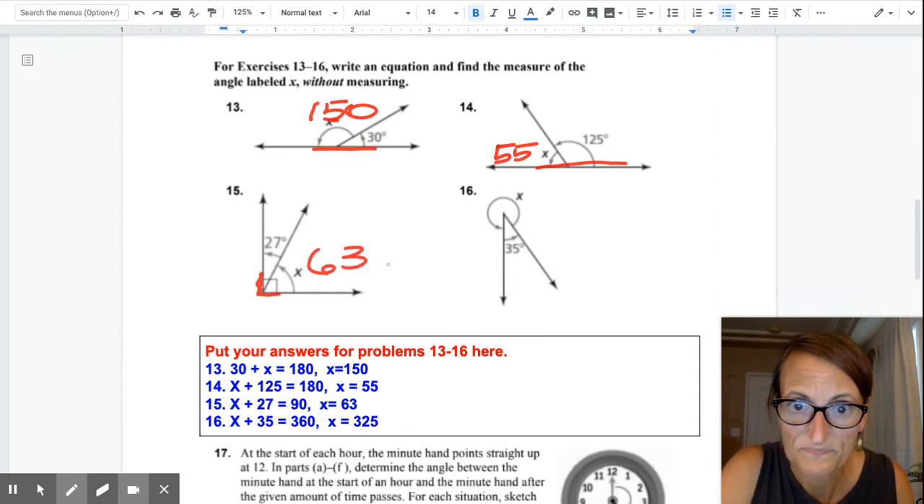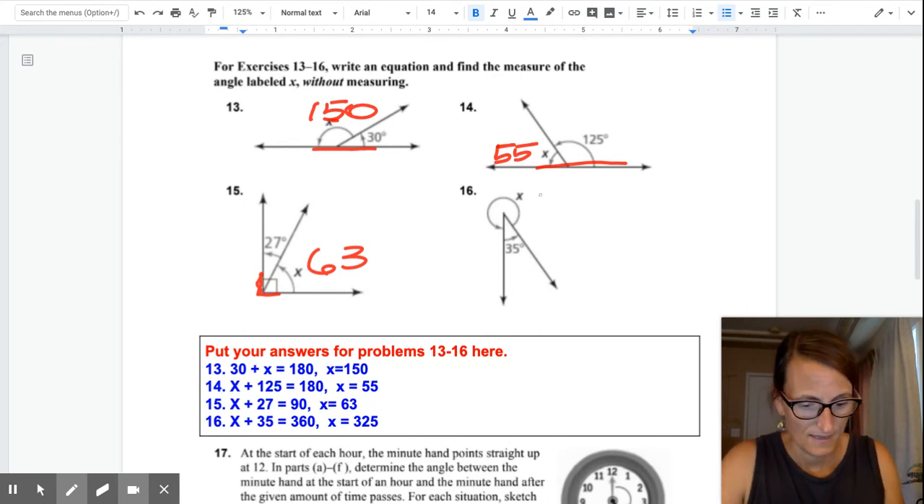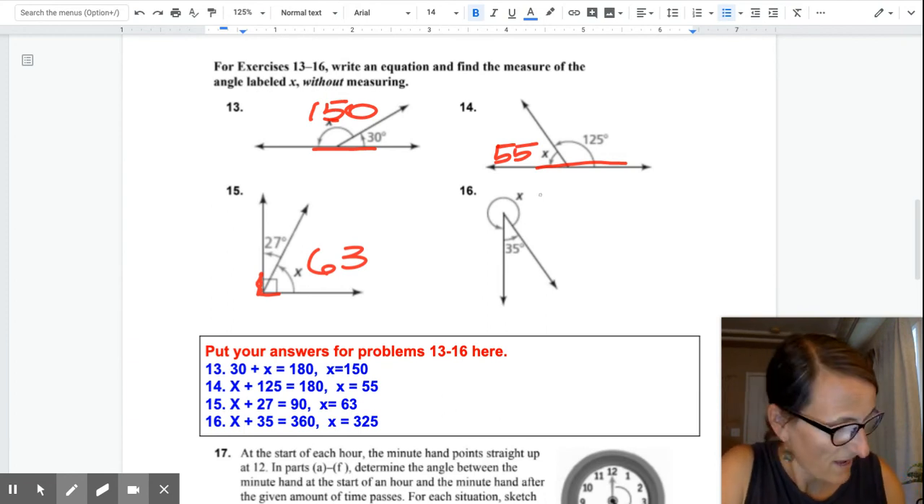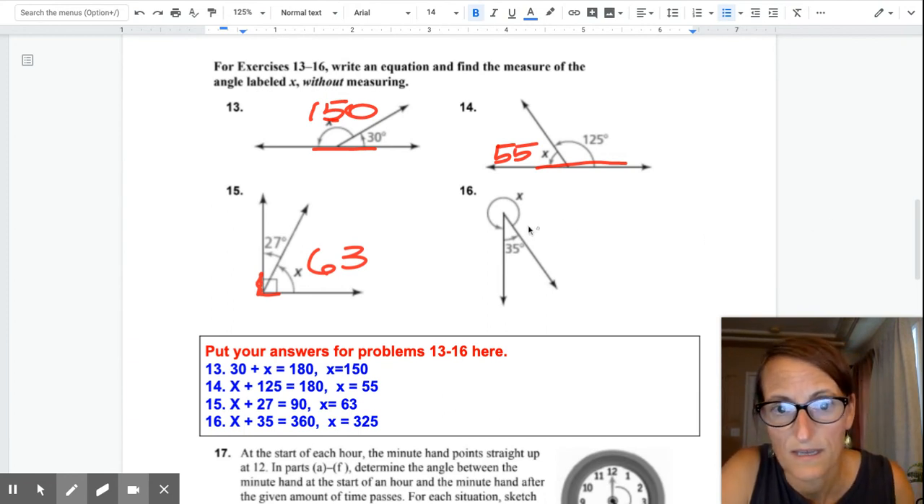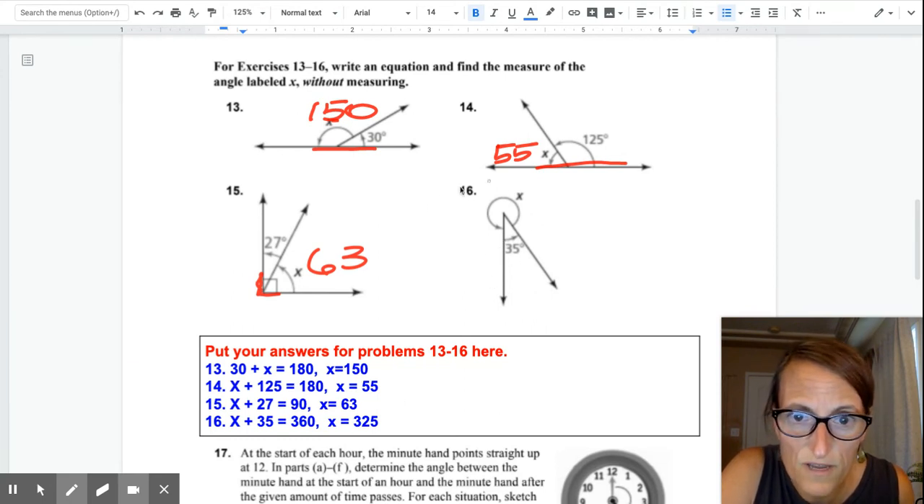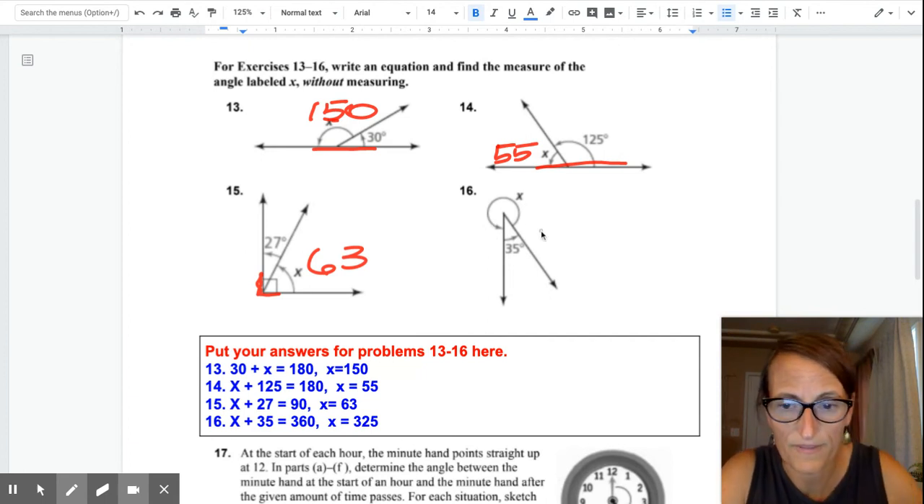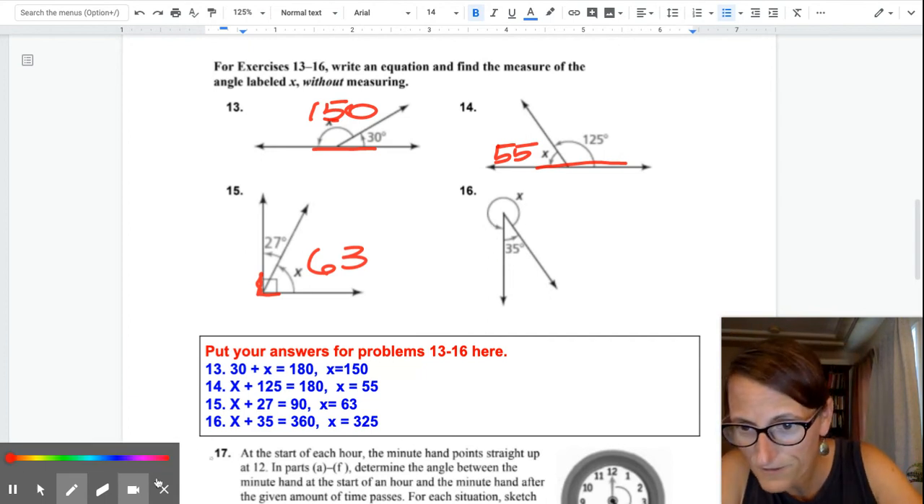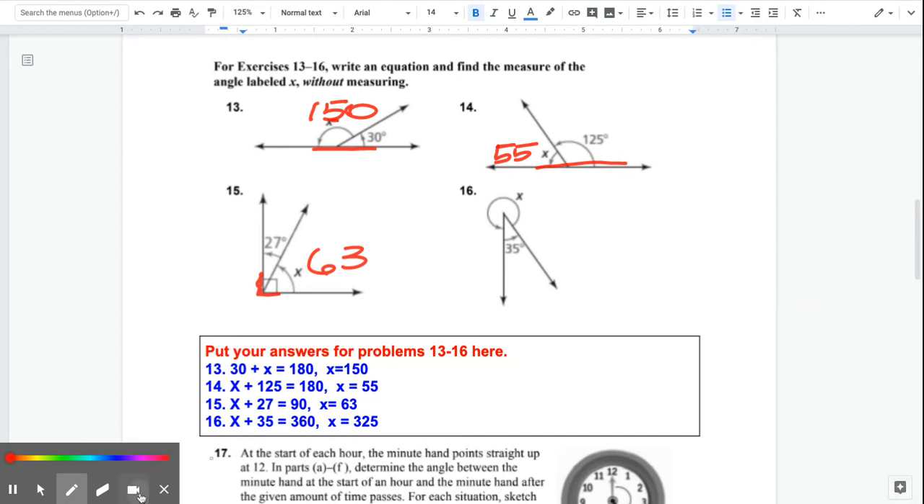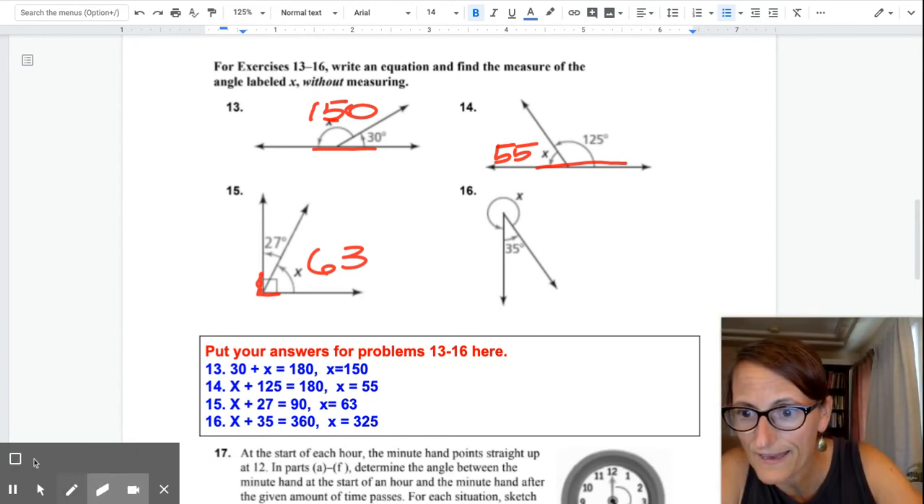On number 16, here we have what we call a reflex angle. So this part out here that goes all the way around the outside, that added to the 35 gives us a full 360. So here we have x plus 35 equals the full rotation 360. If you subtract off that 35, we're left with 325 degrees all the way around the outside. Again, feel free to pause and rewind if you need to review any of that.